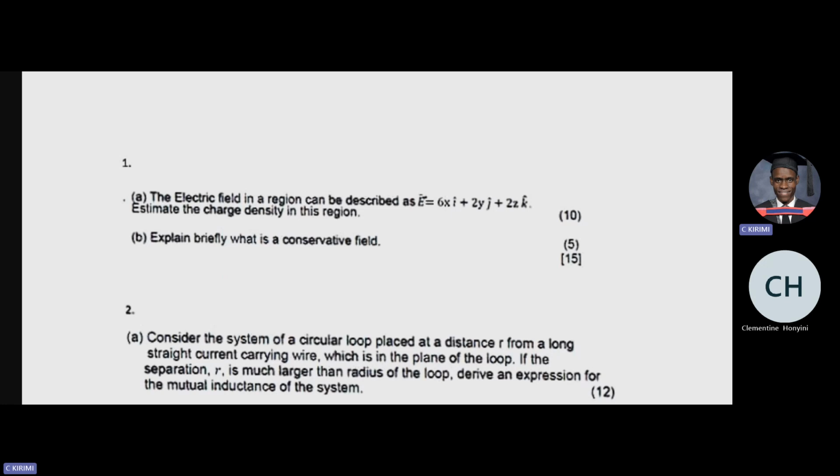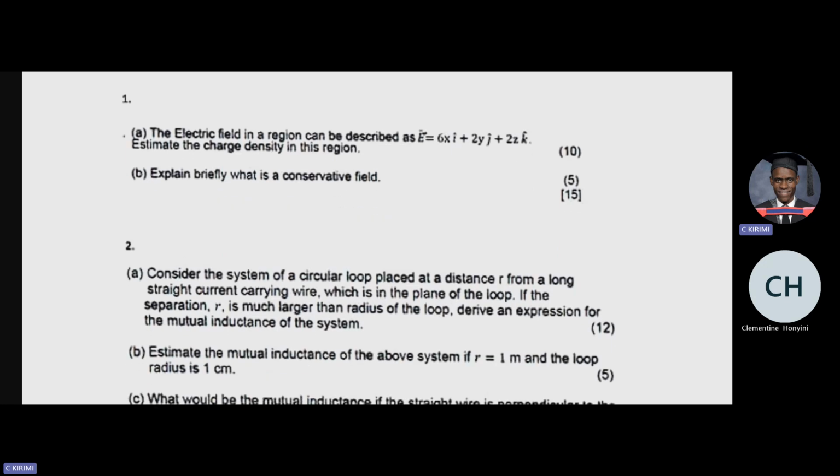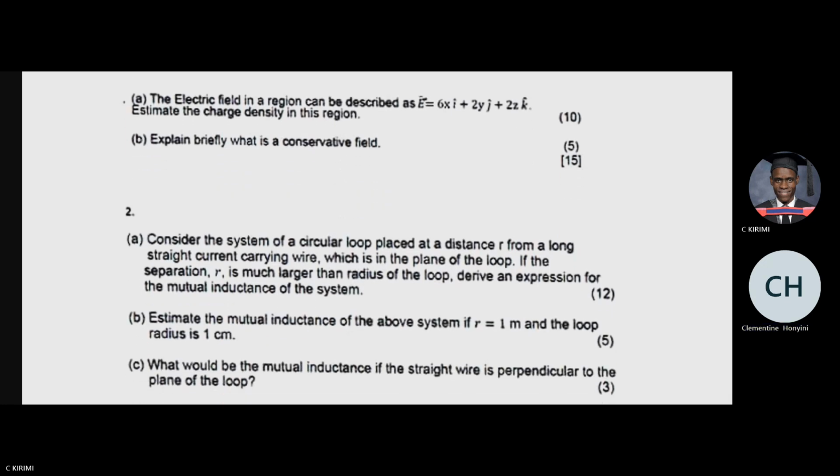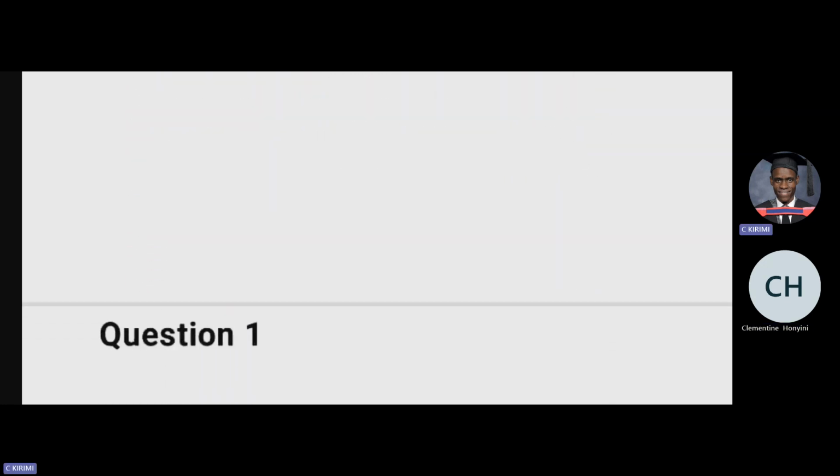Is the screen clear there? Hello. All right. The screen is clear, it's fine.